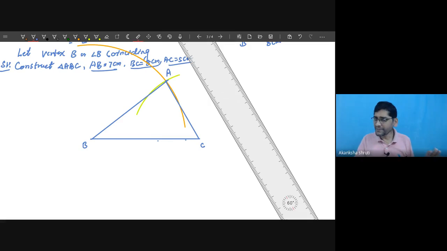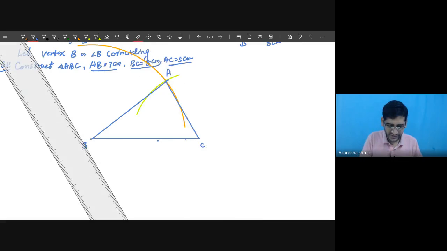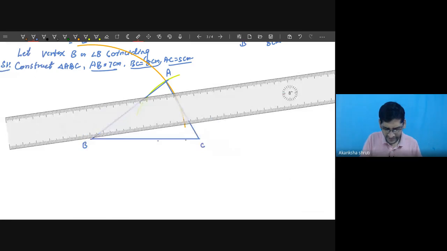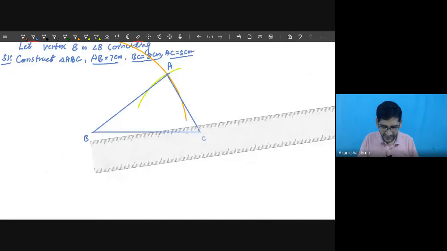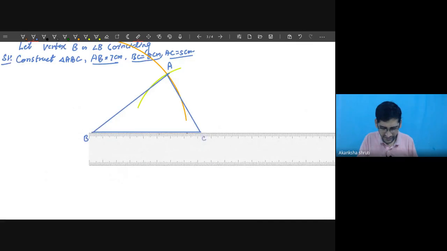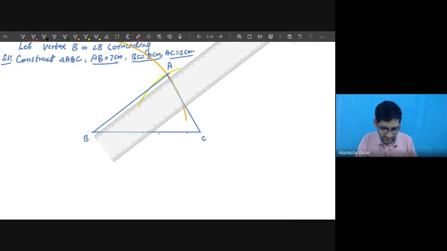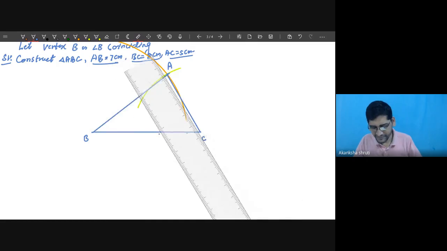Now, this way we have constructed the triangle ABC, where BC is 7 centimeter. So you can write here, or even I have written here. AB is 8 centimeter. You can measure it, students, you will get it. This was our 8 that we had already taken. Okay, now this you can observe. This is our 7. This is our 5. So this way you can verify it.